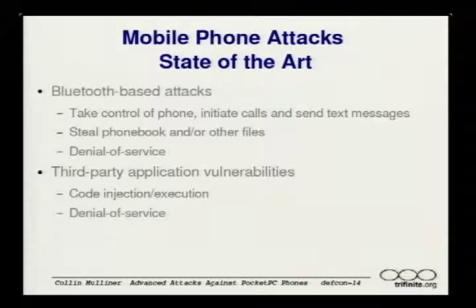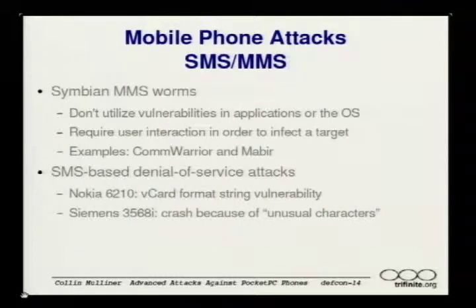So right now, the basic attacks against mobile phones are either Bluetooth-based attacks, where you just take control over the phone using some logic errors, where you can steal phone books or use it to do denial of service attacks, or you attack third-party applications, do some code injection, some denial of service. Or if you go to SMS, MMS, we have these MMS worms for Symbian, which don't really utilize real vulnerabilities. It's more like, let's see if the user is actually dumb enough to run this Trojan. And some common examples are the Commwarrior or the Mabir worms.